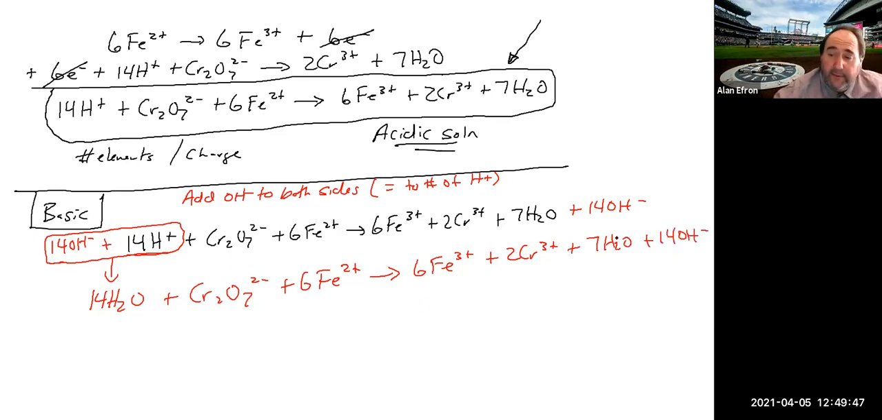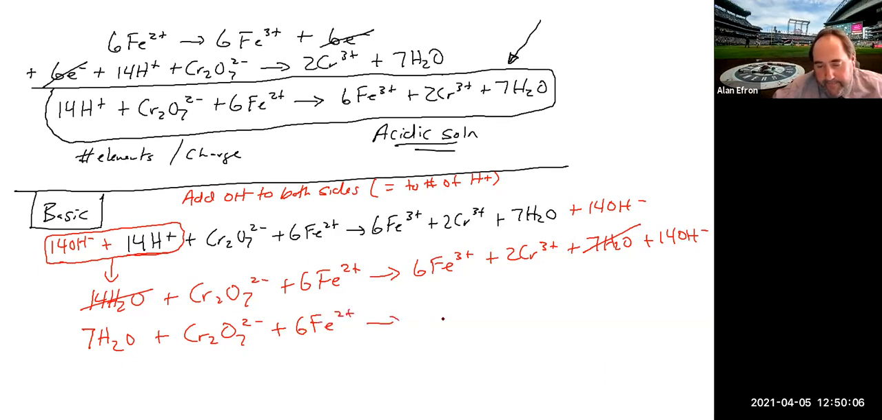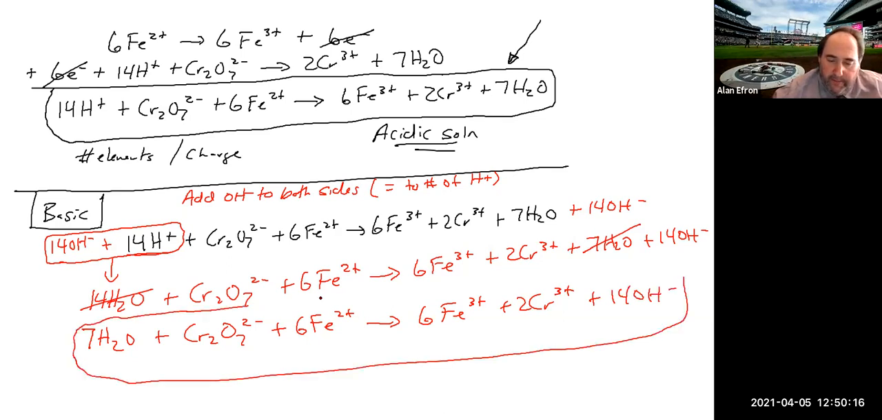Now, what we could typically do at this point is, I've got 7 waters on the right. That will reduce down to make this 7 waters on the left. And at that point, you probably should be done. This equation here would represent the balanced equation in basic conditions. And it should still be balanced.